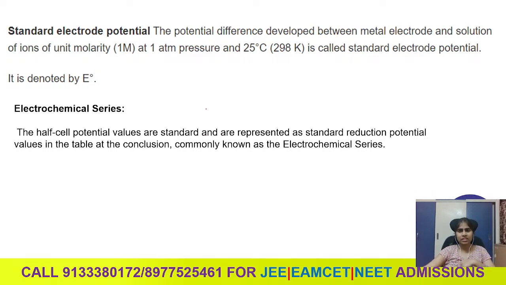So the conditions we apply here are in this way: the potential difference developed between a metal electrode and a solution of ions. When a metal electrode and a solution are taken, and the conditions are unit molarity, 1 molar, 1 atmospheric pressure and 25 degrees centigrade, the potential developed at these conditions between the metal electrode and the solution is known as standard electrode potential.